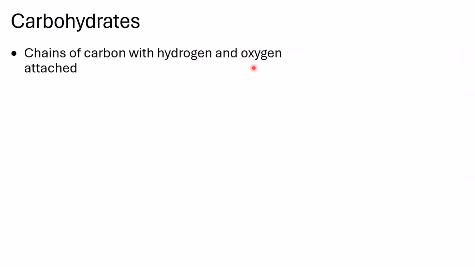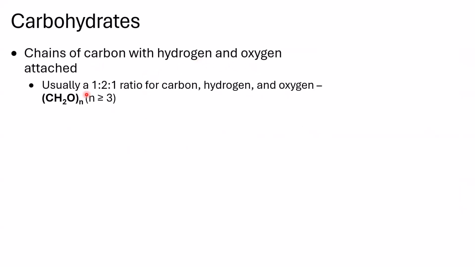Carbohydrates are chains of carbon with both hydrogen and oxygen attached. There is generally a 1:2:1 ratio for carbon, hydrogen, and oxygen. So the chemical formula for most carbohydrates would be CH2O in a chain of at least 3 carbons. A good way to remember this ratio is to break carbohydrates down into the word carbon for 1 carbon, and hydrate, which would make us think of water, which is 2 hydrogens and 1 oxygen.